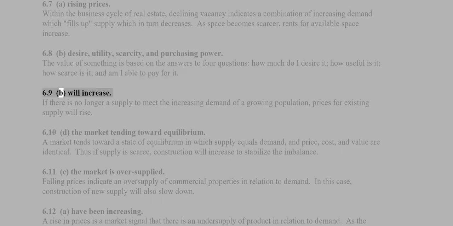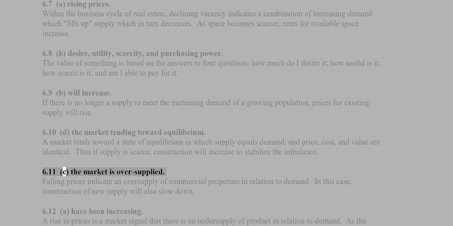6.9 b. Will increase. If there is no longer a supply to meet the increasing demand of a growing population, prices for existing supply will rise. 6.10 D. The market tending toward equilibrium. A market tends toward a state of equilibrium in which supply equals demand, and price, cost, and value are identical. Thus, if supply is scarce, construction will increase to stabilize the imbalance.